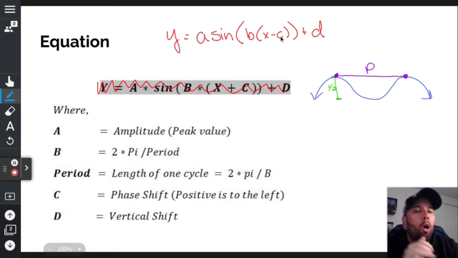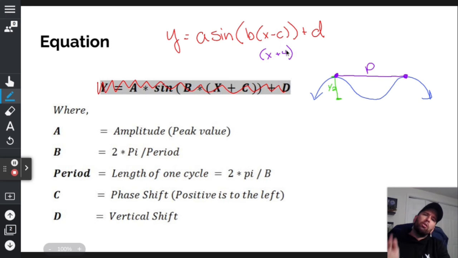Now, C represents a phase shift. We know from all the other types of problems that we've done that usually things inside the parentheses with x are backwards, and that is true. If I have something like blah, blah, blah, x plus 4, that does not mean you take your sinusoidal function and move it to the right 4. It's opposite. That actually means move it left 4.